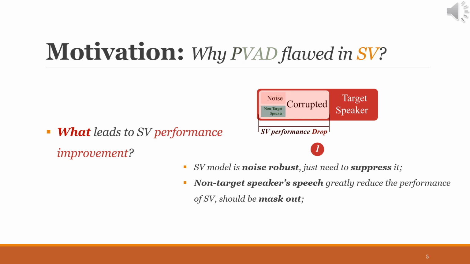Here are a few examples. The target speaker's speech may be corrupted by a lot of noise, or the other people are talking at the same time. These cases may lead to a big performance drop in the speaker verification. As we know, the SV models are noise robust. When we meet a lot of noise during speech, we need to suppress it. However, the speaker verification model can't handle non-target speaker's voice. We should mask out this part because it affects the performance a lot.